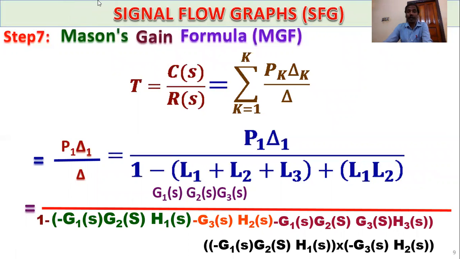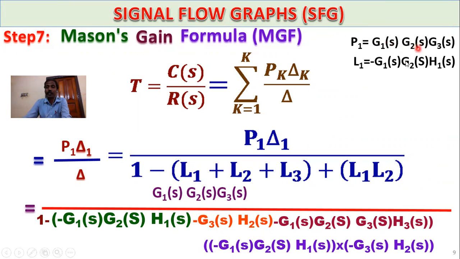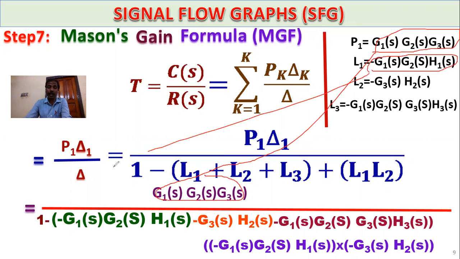So this is the easy technique. In this case, P1 equals G1S, G2S, G3S, L1 equals minus G1S, G2S, and G3, H1S, L2 equals this, and L3 equals minus G1S, G2S, G3S, H3S. Put this value and the overall or final transfer function C(s) by R(s) equals this value. In this case, this is the P1. So this is the P1 value, 1 minus L1. This is the L1 value, and L2, L3.